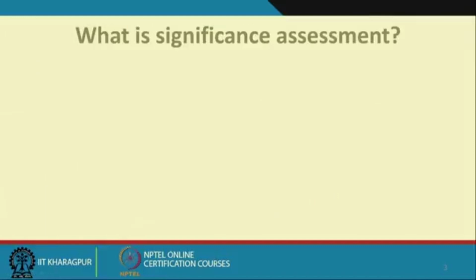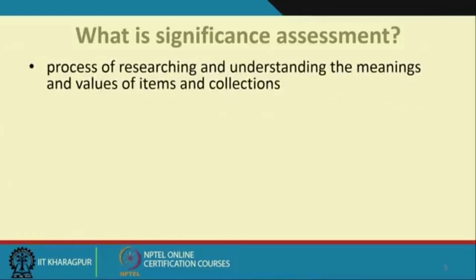Now, if we have a good idea of what significance and values are, we also have to understand how we assess the significance, because, as I told you many times, saying subjectively "I like it" or "it has got a value" has no meaning. It has to be very objectively assessed. So, what is the significance assessment? It is the process of researching and understanding the meanings and values of the items and collections, and these items and collections can be of varied types.